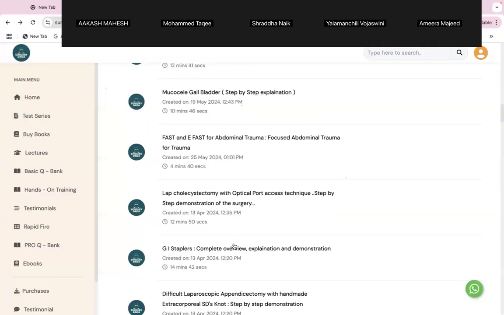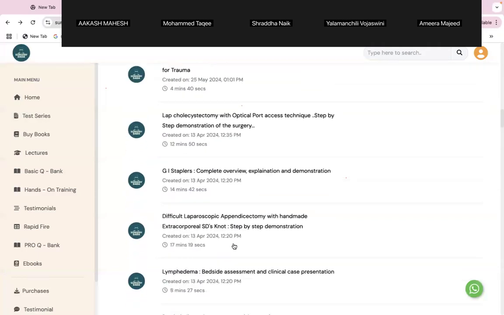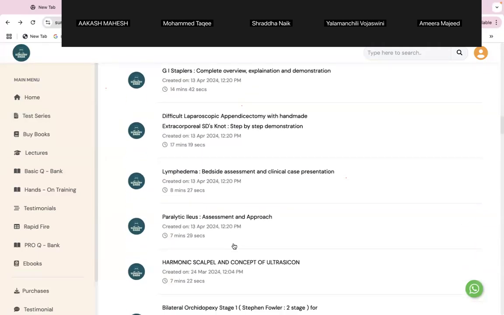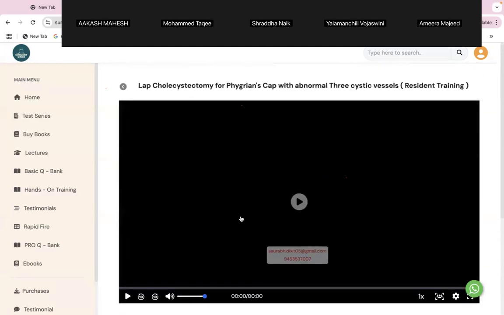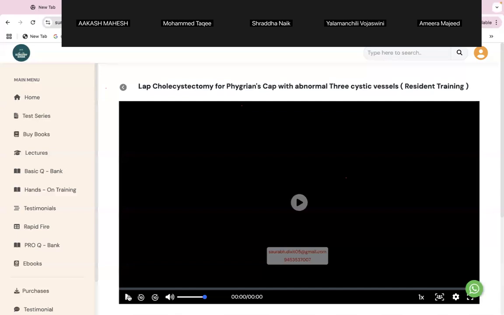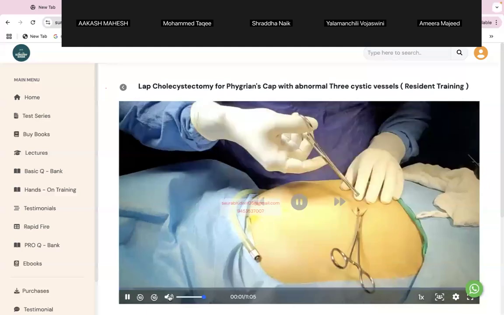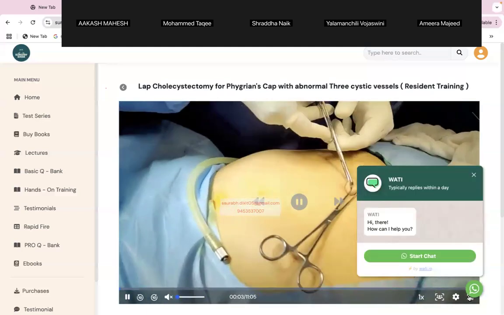One more case, dear students, I will show you one more case. So let me just show you a congenital anomaly. So this is a Phrygian cap defect. So let me show you a case of Phrygian cap. You must have seen the anomalous gallbladder.